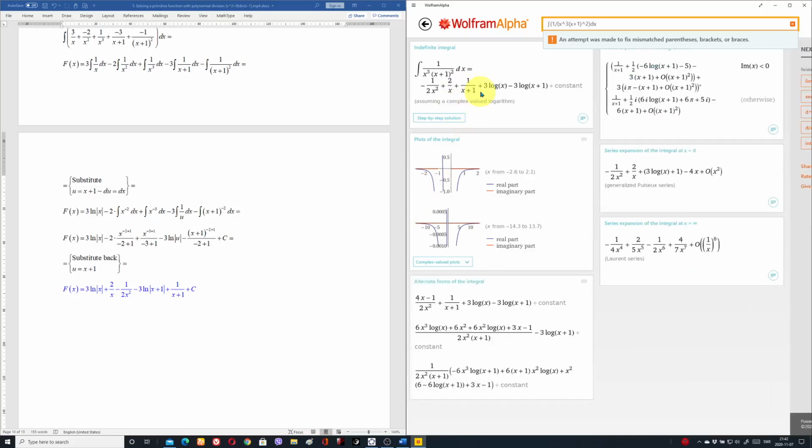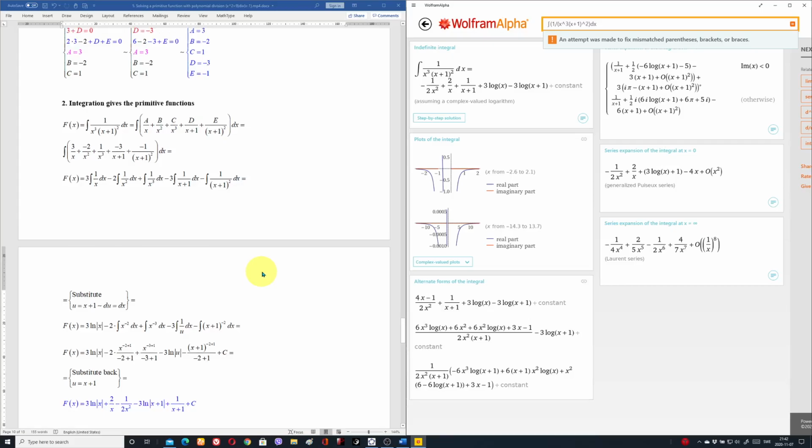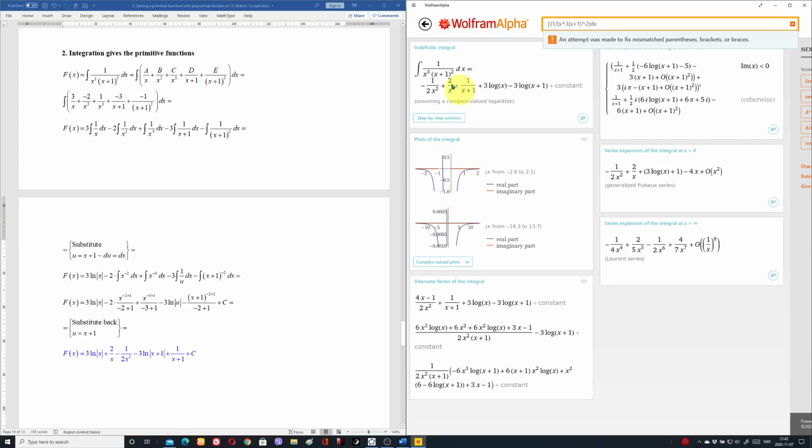So you see what Wolfram is saying here. Wolfram is saying the same as me. The first one I have is minus 2x power 2. Is something wrong? I don't know. Okay, just a minute. Let me call that. Here is that. Minus 1 divided by this one here, 2 divided by x is this one here, and 1 over x plus 1 is this one here, plus 3 log x, which is the same as 3 ln x, minus 3 ln x plus 1, and plus some constant. See? Okay?